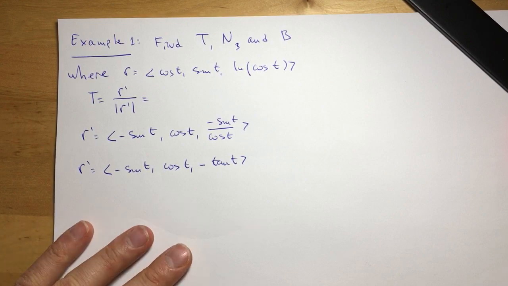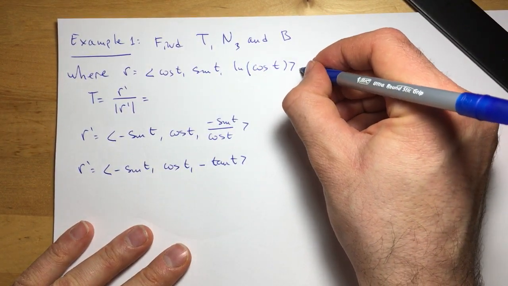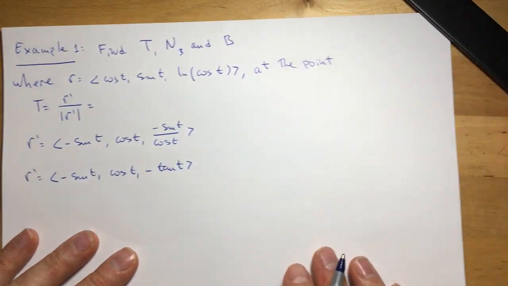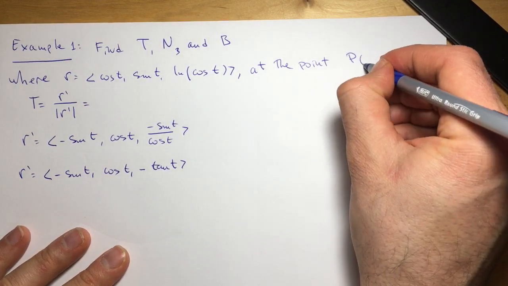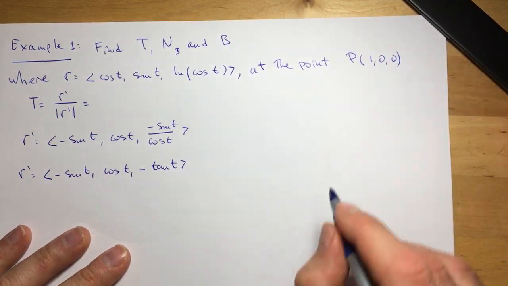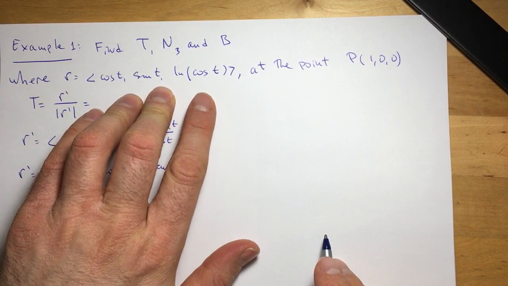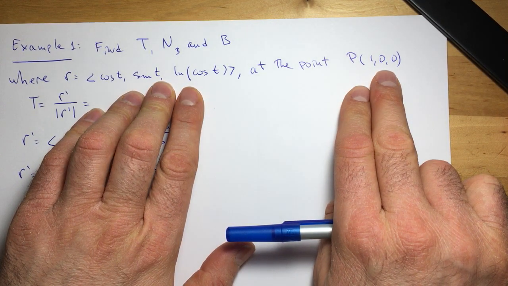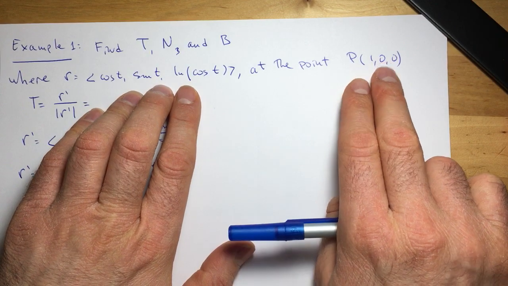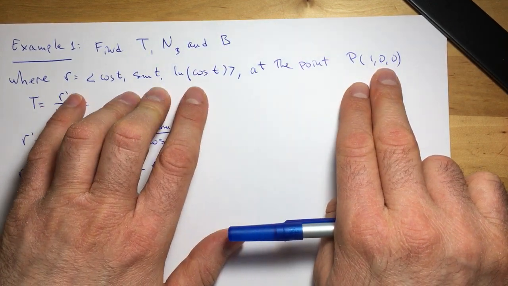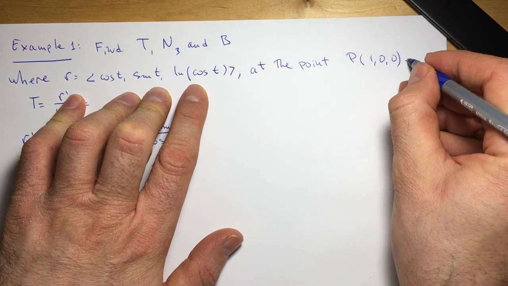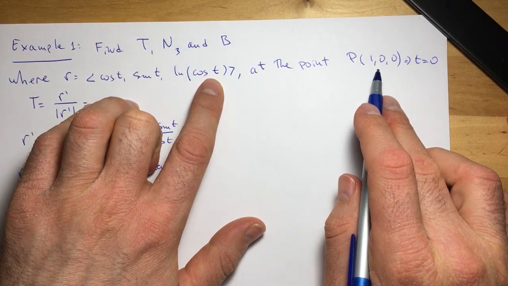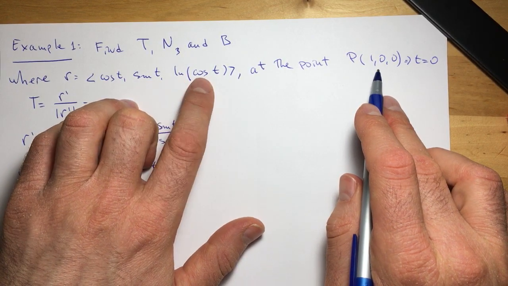Okay, let us just complete this question at the point P with coordinates 1, 0, 0. If you look at for what t I obtained this point on the curve described by this definition, we can say that t is equal to 0. Cosine of 0 is 1, sine of 0 is 0, cosine of 0 is 1, ln of 1 is 0.